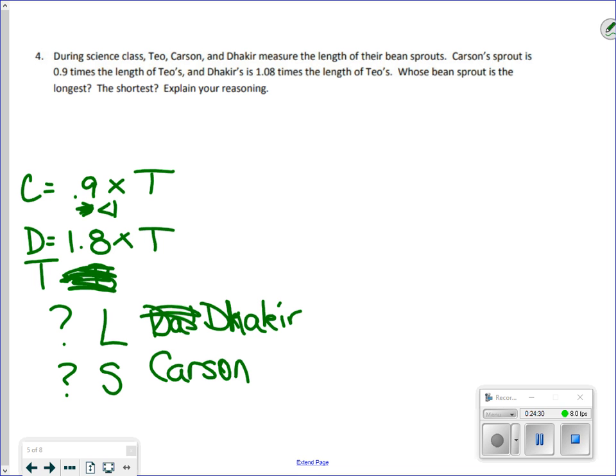Teo is actually in the middle. So Teo's here. Carson's is just a smidge shorter. Is it a whole lot shorter? No, it's just slightly less. Zakir's is slightly more. Not a whole lot more, slightly more.